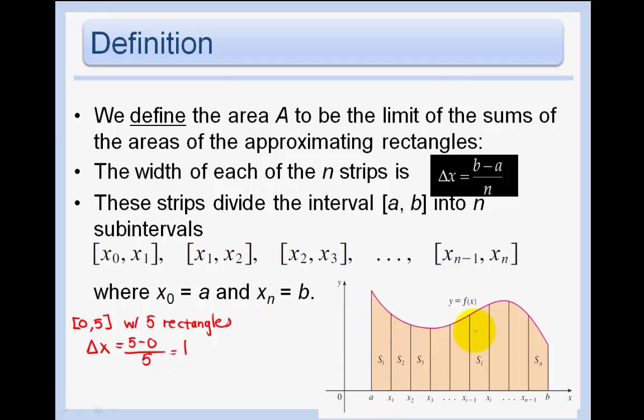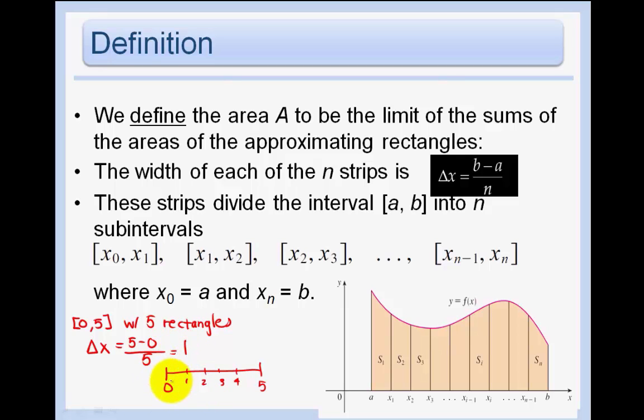Something that I really like to do, I'm absolutely in love with my number line. When I look at these things and I want to determine if I'm using left endpoints or right endpoints, I don't like to draw the whole figure out. Sometimes I don't really know what the curve looks like. And so what I do is I say, all right, well, I'm going from 0 to 5. I want to make 5 different rectangles. So here's 1 rectangle, 2, 3, 4, 5 rectangles, right? Each of these, of course, the width is 1, so that's the delta x that we saw there.